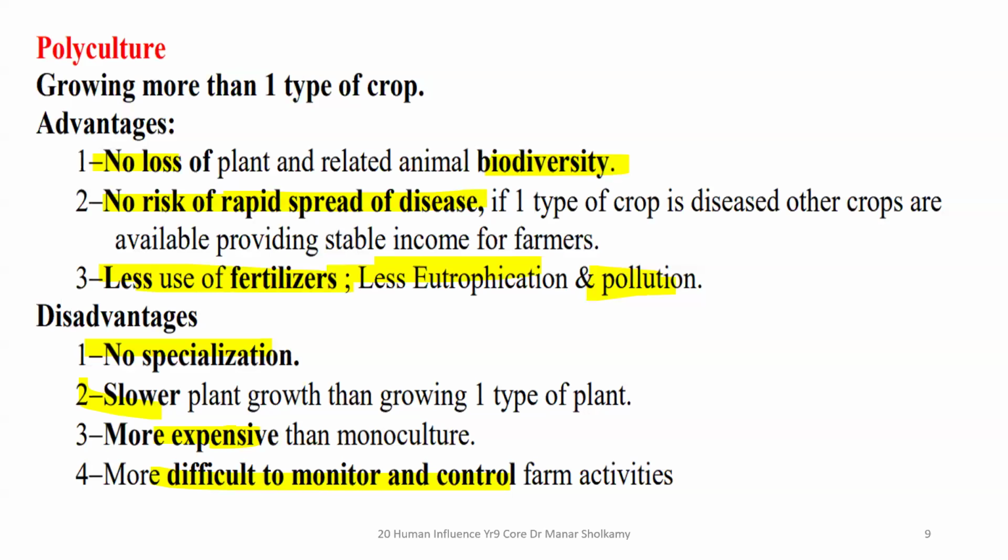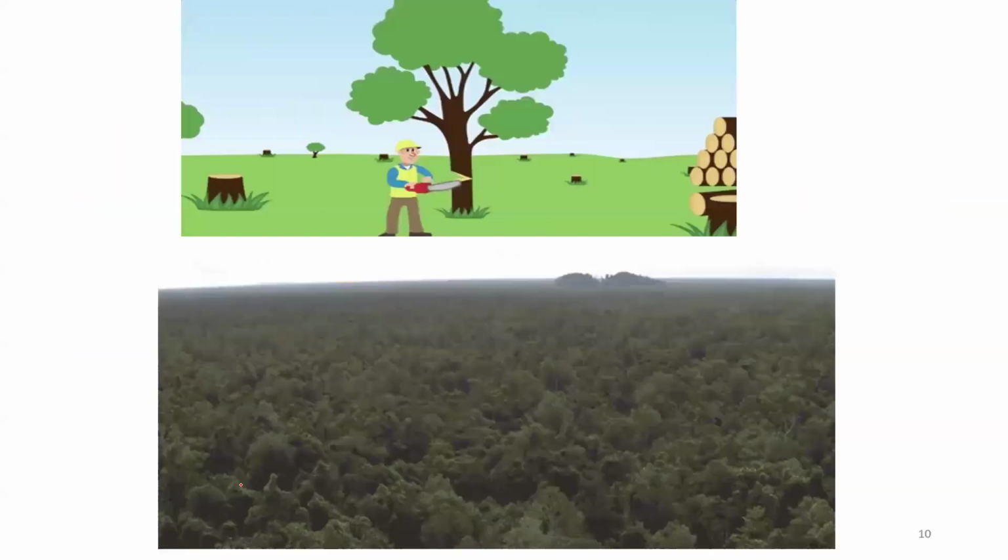So let's read it quickly. Polyculture, growing more than one type of crop. Advantages: you gain biodiversity. There is no risk of rapid spread of disease. Of course, because your soil is more fertile, you will use less fertilizers and less chemicals, so therefore less pollution. The disadvantages: you're not going to be an expert in producing one type of crop, so there is no specialization. It is slower, more expensive, and it is, of course, much more difficult to manage a large farm with so many different types of crops.